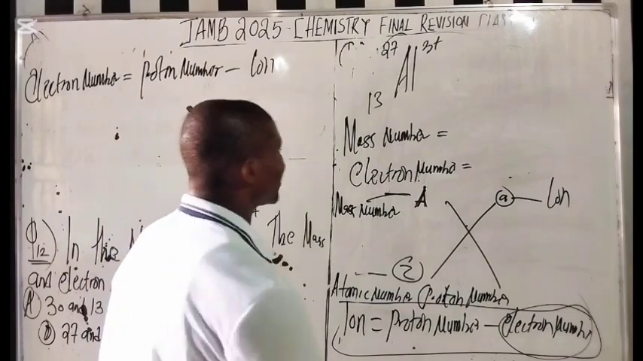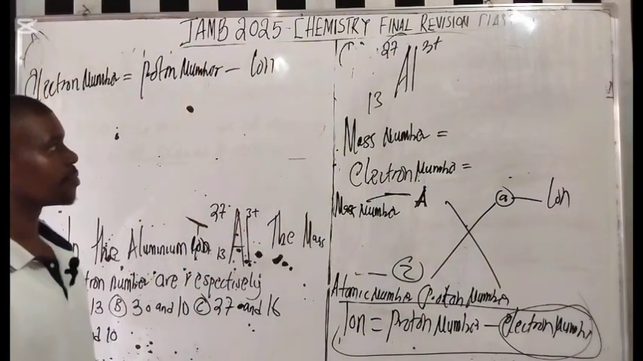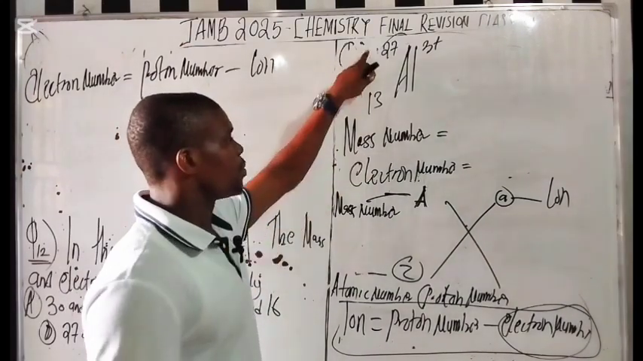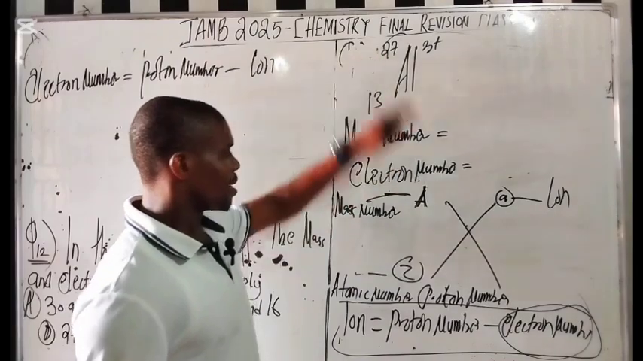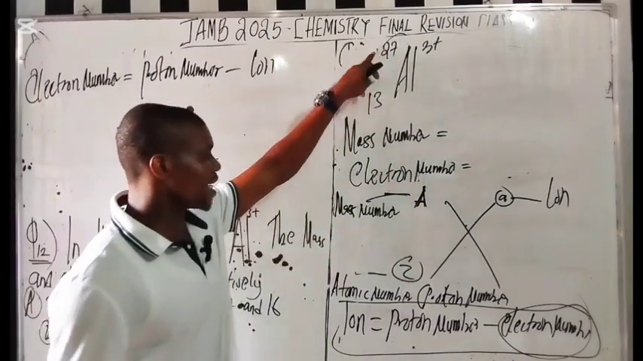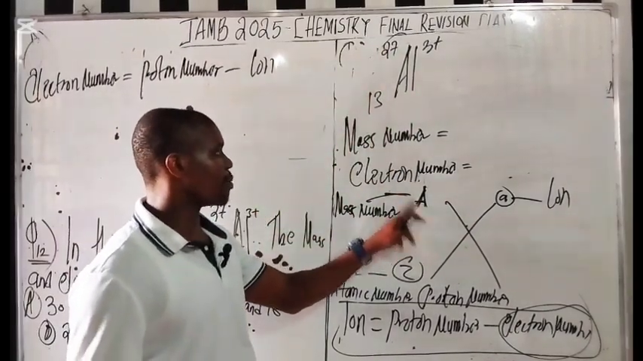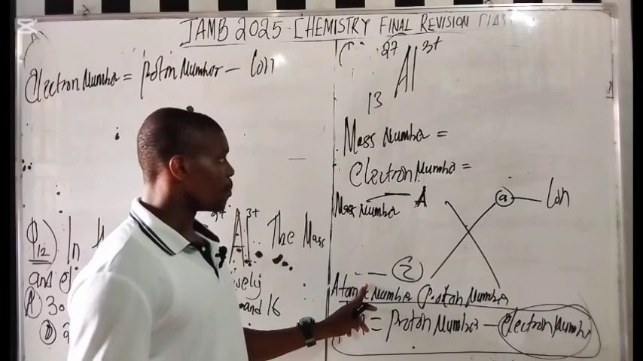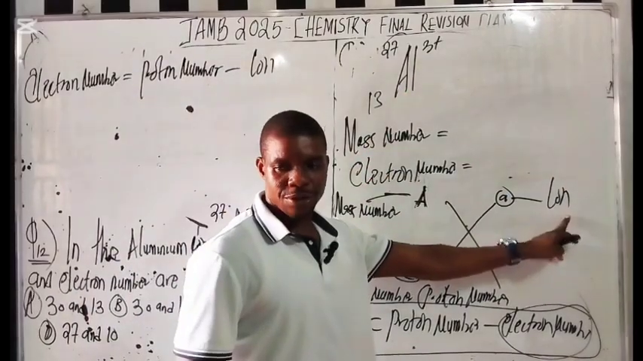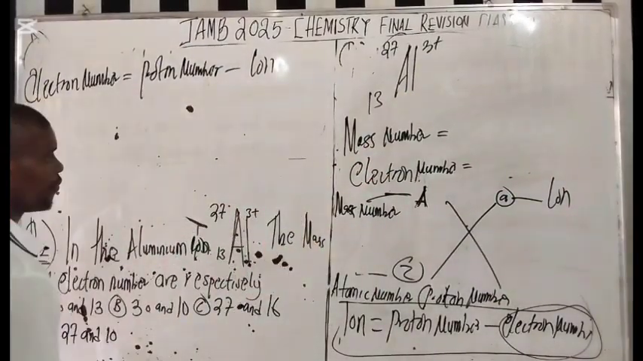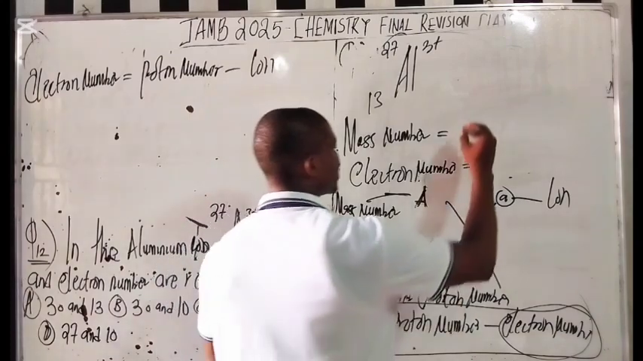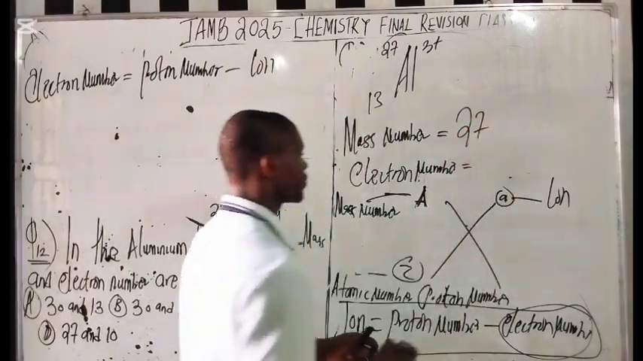So if you look at the question here, my mass number is going to be what? 27, because this guy corresponds to this guy here. This one is my mass number. Here is my atomic number. Here is my ion. So observe it very well. My mass number is 27.